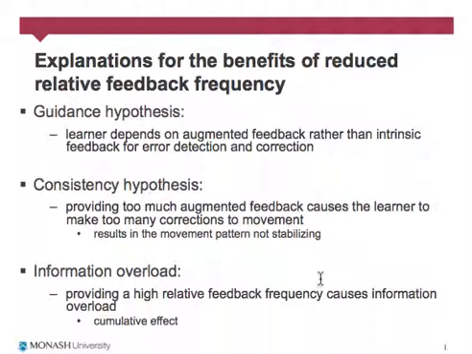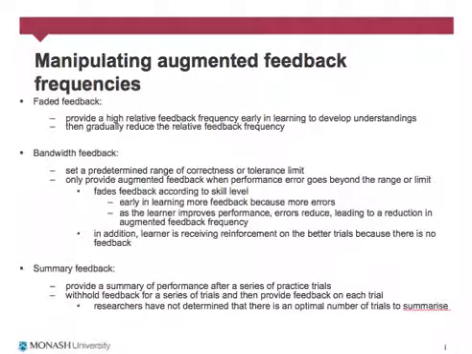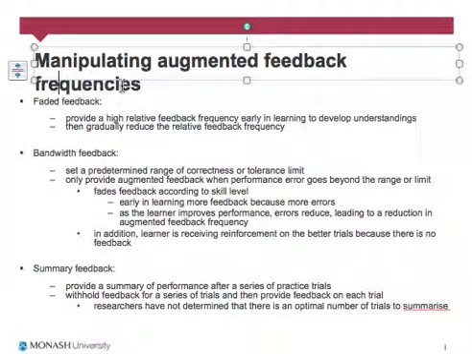The different hypotheses for why reduced or faded feedback is important. There's a guidance hypothesis, where the learner becomes completely dependent on feedback rather than using their own feedback. There's a consistency hypothesis: the learner makes too many corrections to movement, so they never really develop a stable movement pattern. And then there's overload, where they just get too much information and can't deal with it. So these are strategies then for manipulating feedback.